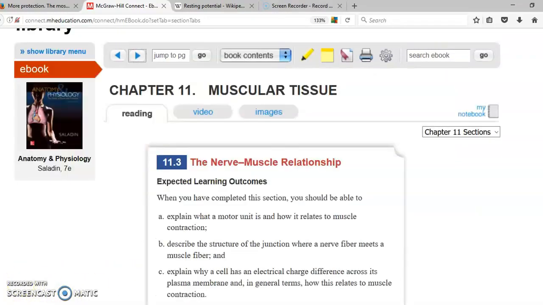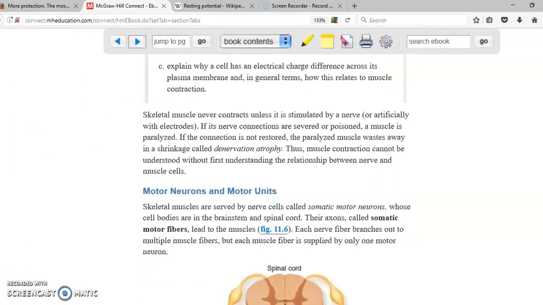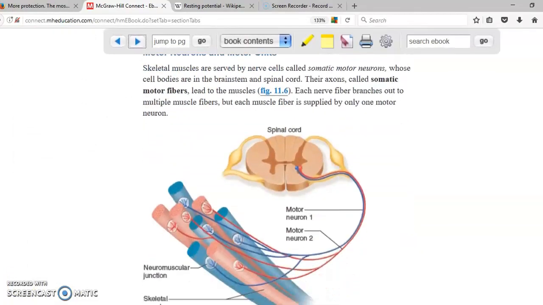Okay, let's continue with the next topic in this chapter, which is the nerve-muscle relationship. We said that we need a nerve in order to make a muscle move. So right here you have the nerves, and this nerve is going to be called a motor neuron. Later on, when we are in the nervous system chapter, you're going to see that you have different kinds of neurons. For example, you have sensory and motor neurons.